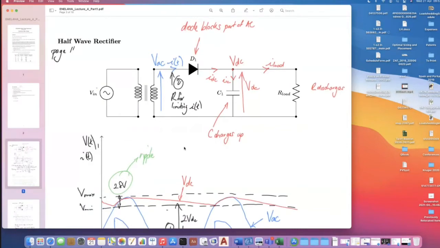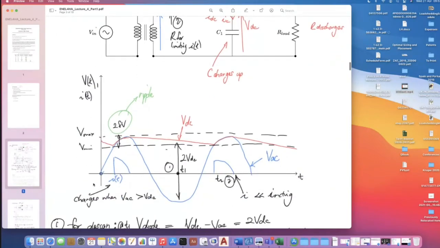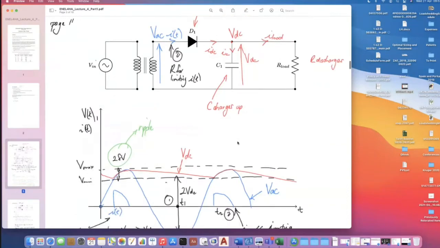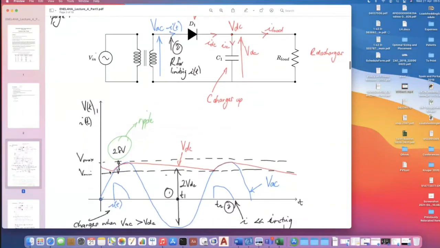Right, so if you go and have a look at the annotated notes, we start with our VAC in blue. Here it is here. We can look at our VDC in red. Here it is here. You've seen that already. It charges on the way to the peak, and it discharges when the gradient of the waveform goes down, charges up again, discharges.